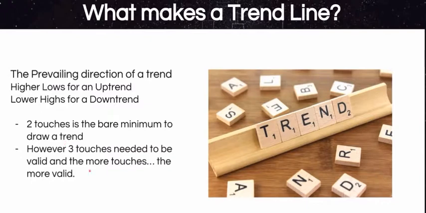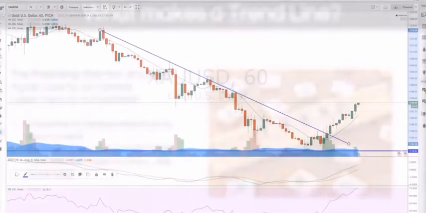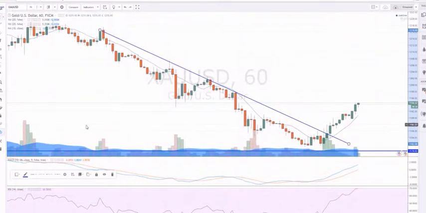This is a very visually dependent topic, so we're going to go over all kinds of examples of everything we just talked about. So this is gold on the hourly time frame, and we're going to be looking at what constitutes a downtrend, and it's the lower lows. Lower highs and lower lows. So there doesn't always have to be lower lows, and we'll look at a couple examples.